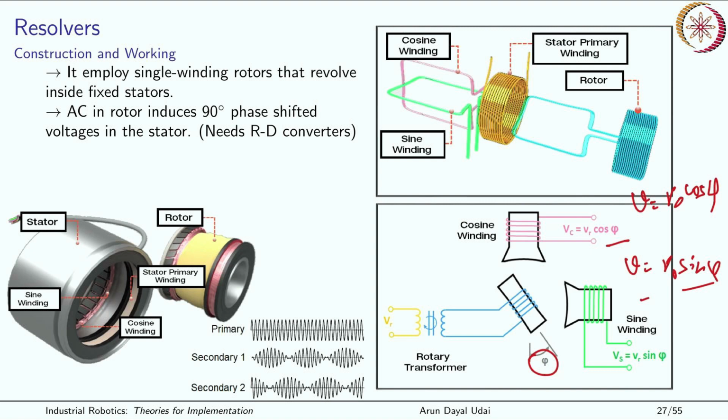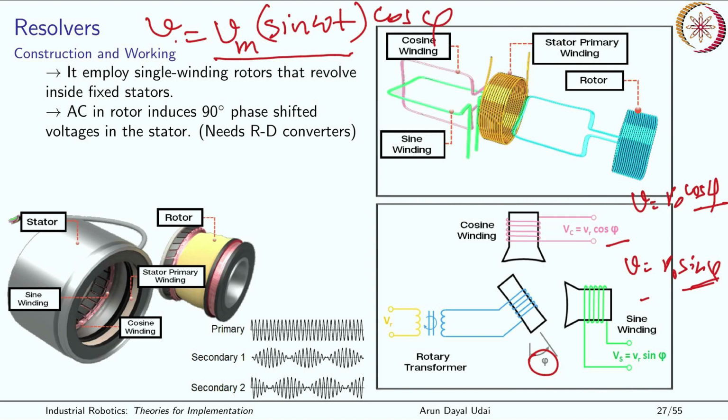Both are AC, mind you. This psi and the AC signal are different. The AC signal is V equals V max sin omega t. So the output is an AC, and due to linkage it creates a cos psi in the cosine coil. You see this frequency omega remains the same in the rotor as well as the stator coils, but what varies is the amplitude.